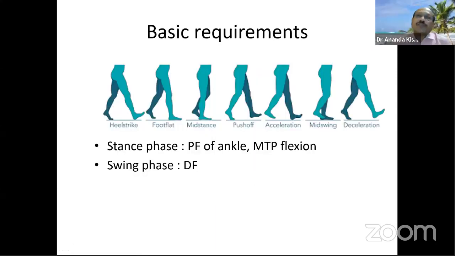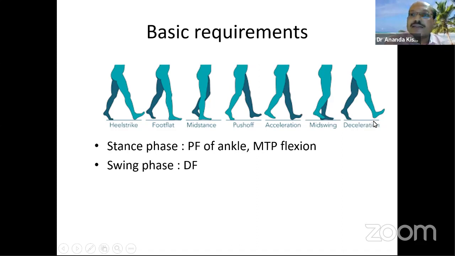Now for the foot orthosis, what are the basic requirements? We have to know the basic requirements. See, this is the walking cycle. You can see here, gait cycle is heel strike, foot flat, mid stance, heel up and toe off. This is the stance phase, and the acceleration, mid-swing, and deceleration is the swing phase. Now, basic movement is required for this. You can see here for the foot in the stance phase, plantar flexion of the ankle and metatarsophalangeal joint flexion during the push off. That is heel off and toe off phase. This is most important.